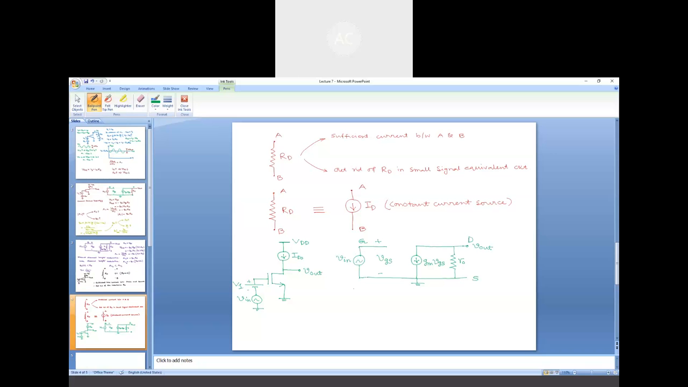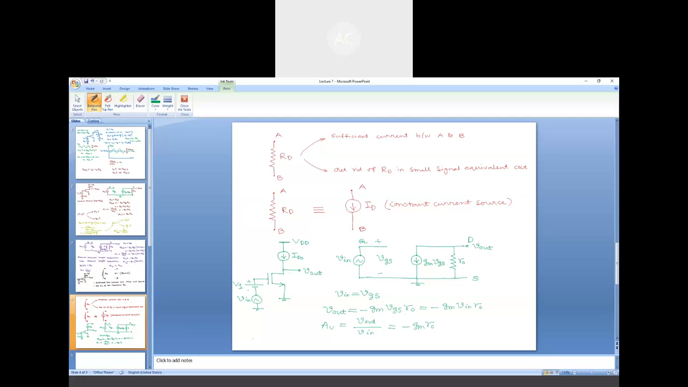Okay, so the same calculation reveals that Vin is equal to VGS by analyzing the input circuit, and now Vout is given by minus gm times VGS times R0, and that is equal to minus gm times Vin times R0. So from that we can find the expression of the voltage gain Av, which is equal to Vout upon Vin, that is given by minus gm times R0.